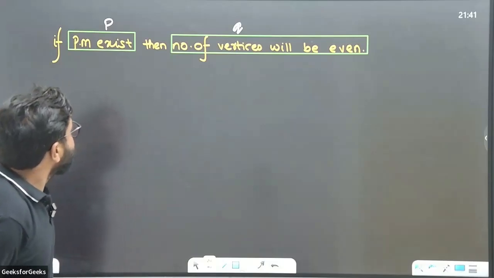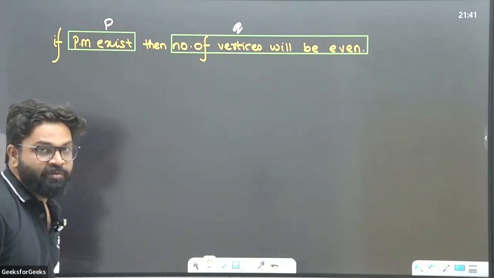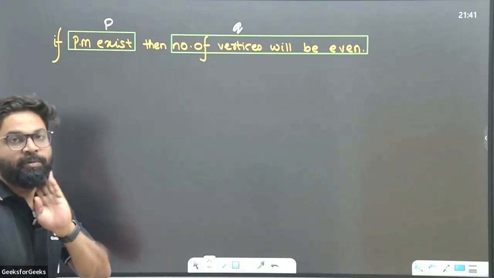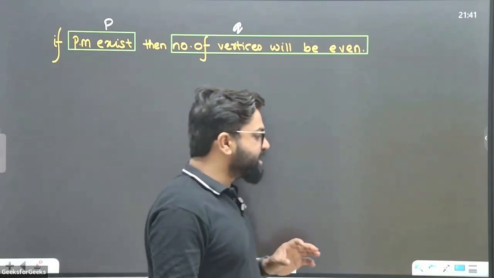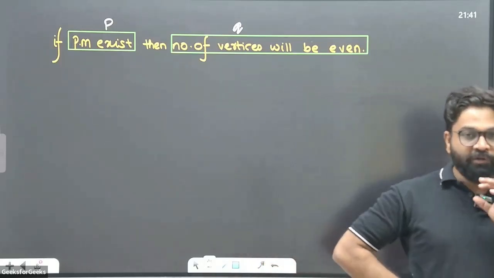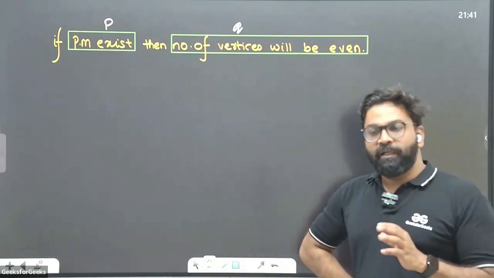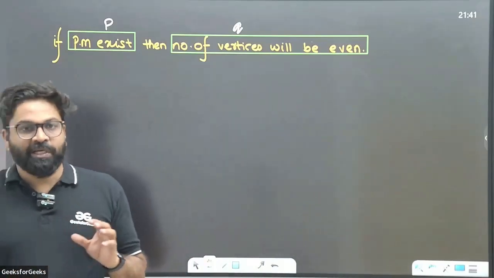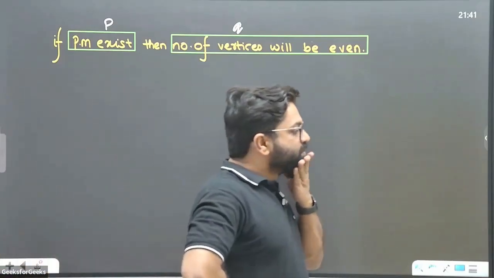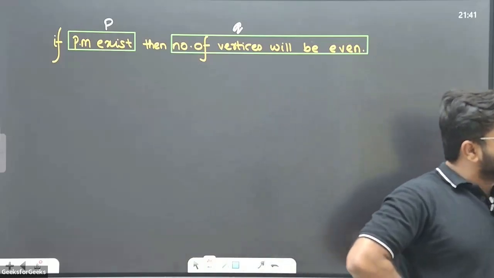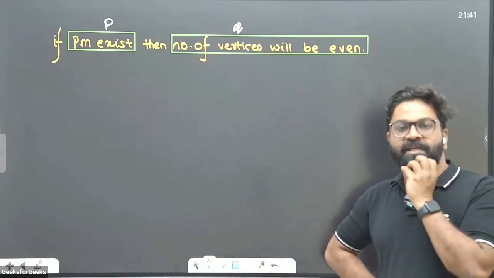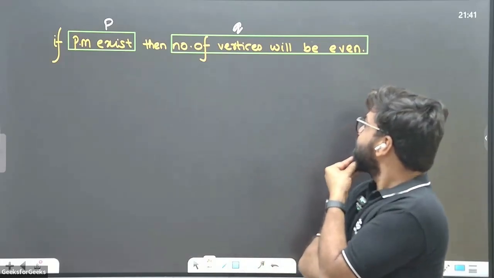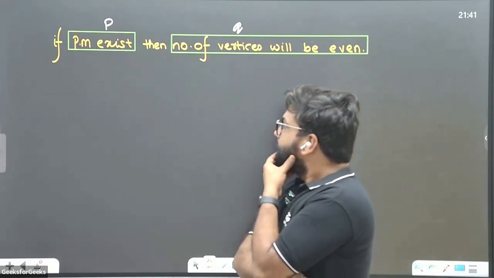So if perfect matching exists, then the number of vertices will become even, right? Suppose I want to make a truth table of this. As I'm telling you, understanding the truth table of this will always be helpful. It will solve most of our major problems related to mathematical logic. So what it says is: if perfect matching exists, then the number of vertices will always become even.